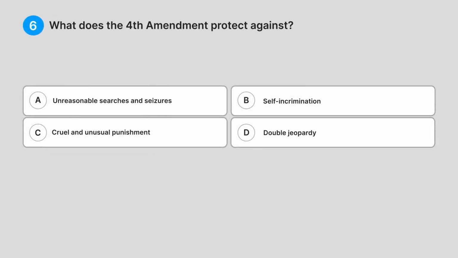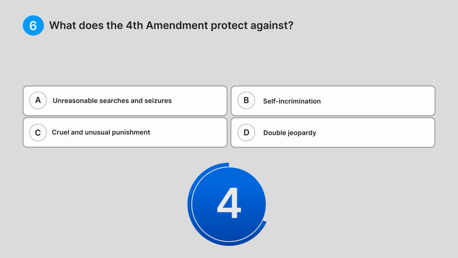6. What does the Fourth Amendment protect against? A. Unreasonable searches and seizures. B. Self-incrimination. C. Cruel and unusual punishment. D. Double jeopardy. Can you guess the answer?